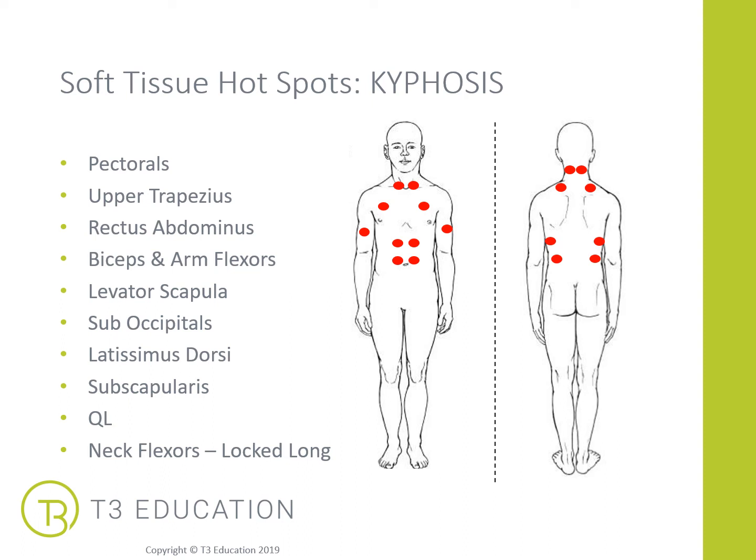Rectus abdominis. What's going on here? Again, this is an area that, yes, could be tight and facilitated, but also short. People don't really understand why sometimes we want to do some opening up of the abdomen when they're having neck and shoulder pain. This is why. They're curved, they're locked short, those abdominals are shortened. We want to create length and open up the whole front line of the body.